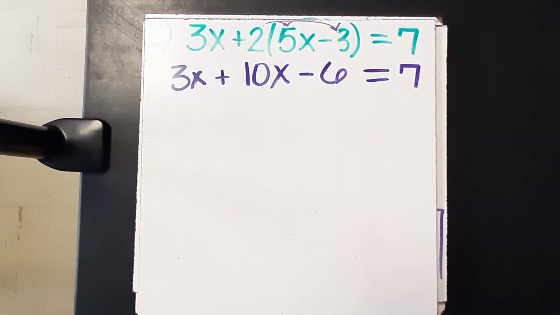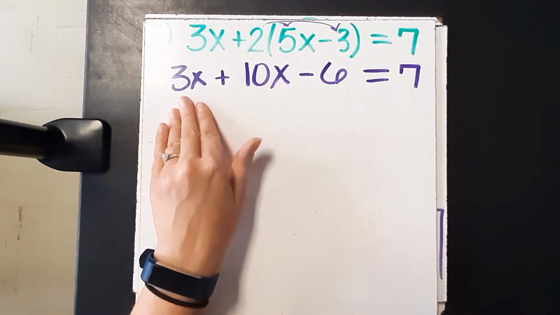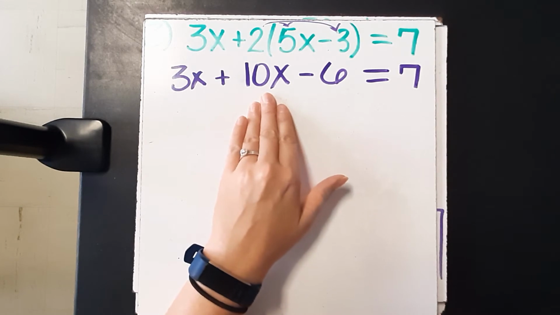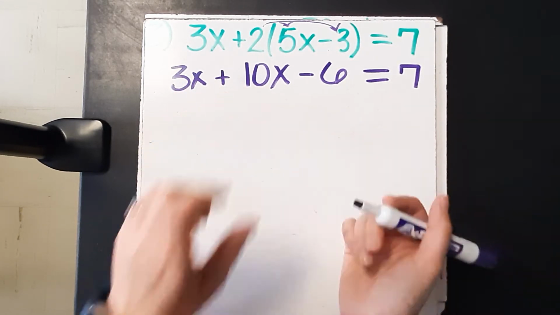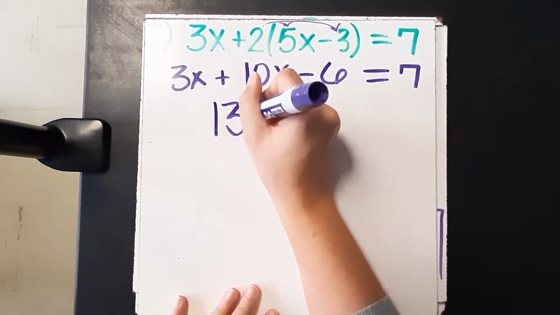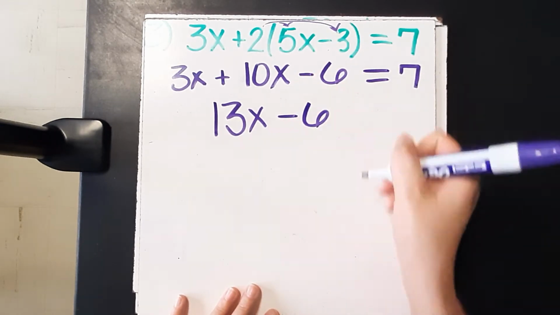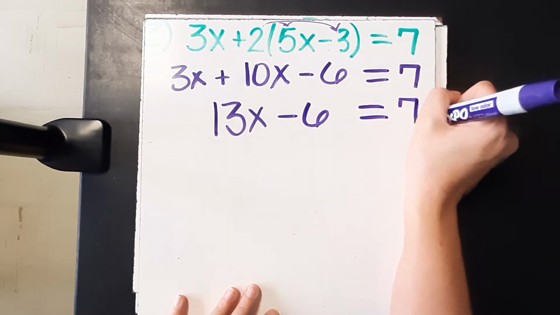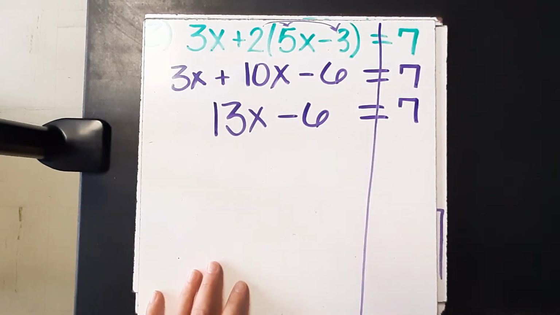All right, my next step is going to be combine like terms on each side of the equation. On the left side, 3x and 10x are like terms, so I can go ahead and combine those. Those are just being added since we have the plus sign there. So 3x plus 10x is 13x. So 13x minus 6 equals 7. And again, if your line helps you, you can keep drawing it in. And we are ready to follow SADMEP.